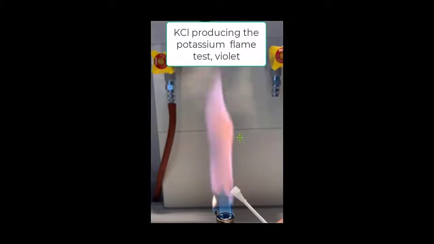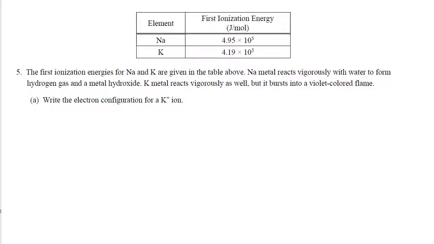Potassium's flame color is a bit more subtle and not nearly as bright as the sodium. Here you can see it's a nice violet. Now that you've seen the flame colors, let's answer the question. Write the electron configuration for a potassium ion.